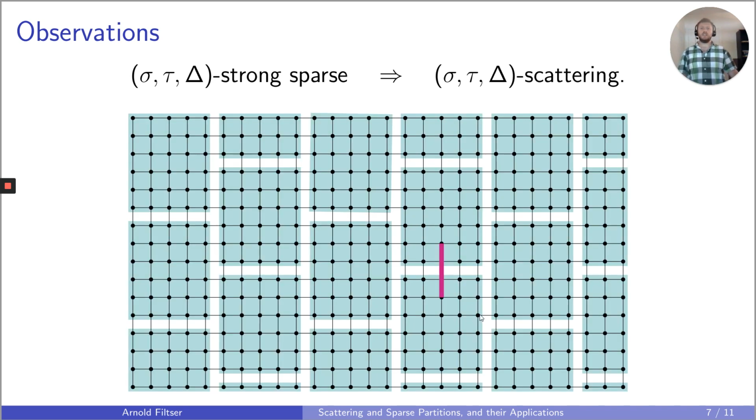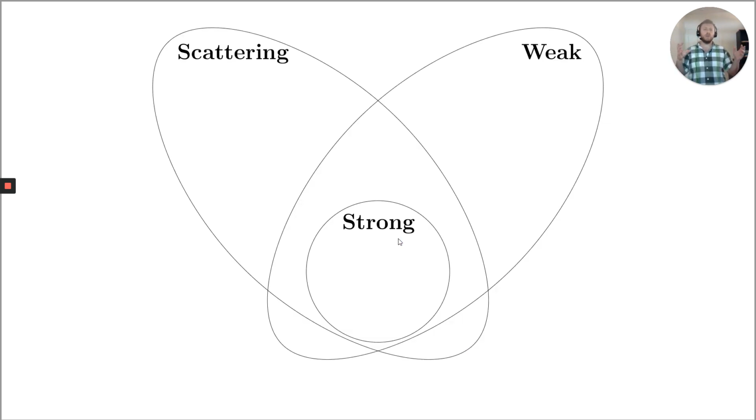Secondly, one can observe that if you have a sigma, tau, delta strong sparse partition, then the same partition is also a scattering partition. And the reason is that every shortest path of length delta over sigma is included in some ball of radius delta over sigma. So that's it. In a sense, the picture of the world you have to keep in mind is the following. We have scattering, weak, and strong partitions. Every strong partition is also scattering and weak, but there might be some partitions which are scattering but not weak, weak but not scattering, and maybe even scattering and weak but not strong. And we'll see examples of families lying in each one of these places.